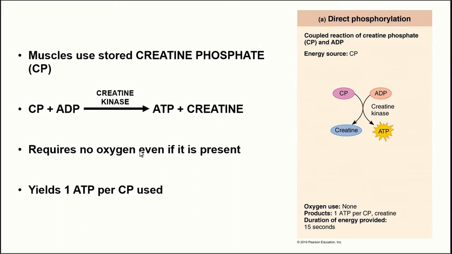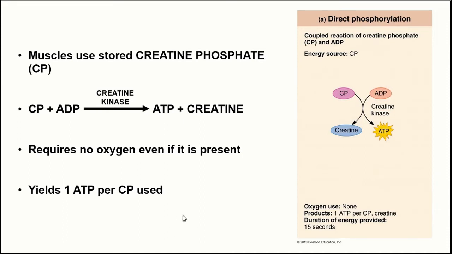So this process occurs without any oxygen. So even if oxygen is present, it does not require it. The yield for this reaction is 1 ATP per creatine phosphate used, and the waste product, as I mentioned earlier, is called creatine. So at rest, what our body does is it takes this creatine and it adds a phosphate back to it to make the creatine phosphate once again. So that way, a little bit later, this process can be used in the future to make more ATP.